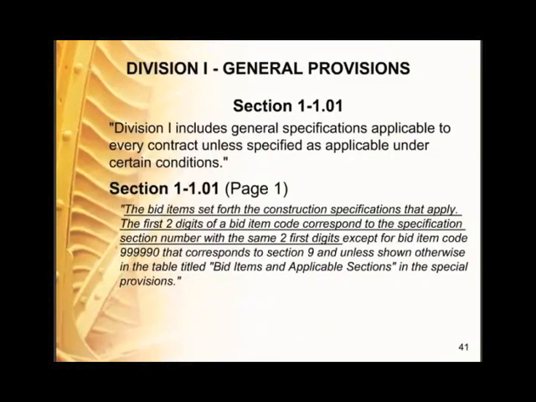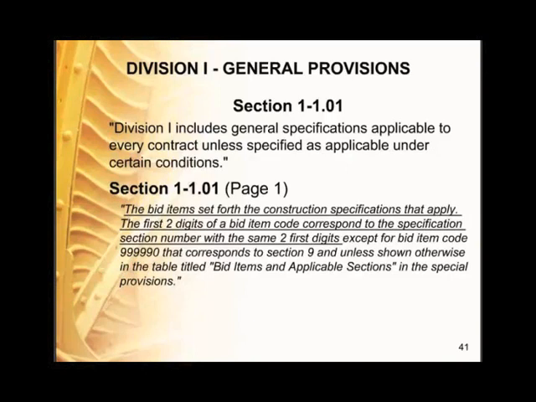Okay, just starting off at the very beginning of the book, on page 1, Division 1 includes general specifications applicable to every contract unless specified as applicable and under certain conditions. And Division 1 is Sections 1 through 9, so everything in Sections 1 through 9 applies to every contract.